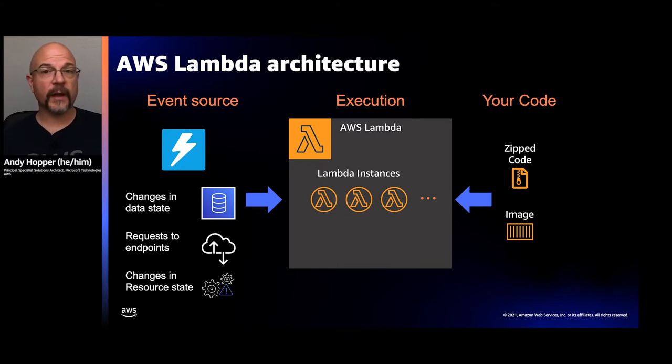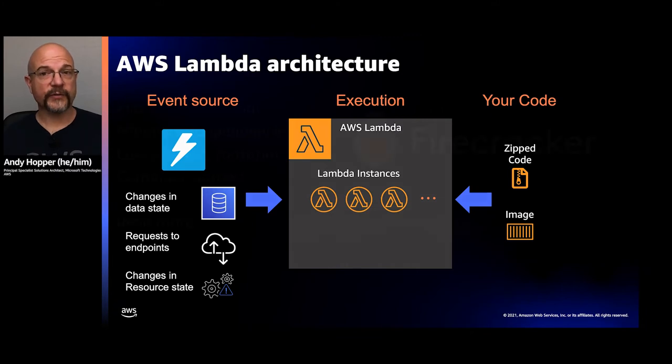Those event sources can come from a variety of places. It could be an HTTP request coming from API Gateway. It could be a change to state in, say, a DynamoDB table. Or you can even have it respond to changes inside your AWS environment. And then finally, of course, like everything else in AWS, there is an API for Lambda. So if you need to, you can directly invoke it.